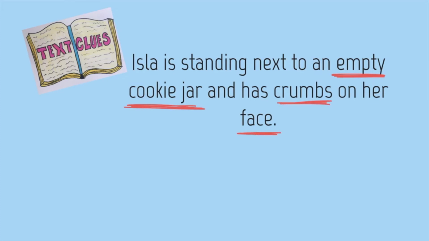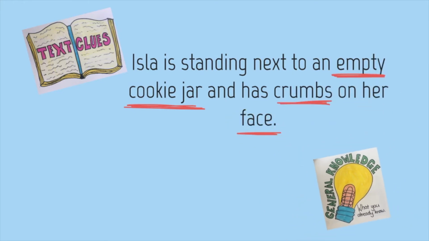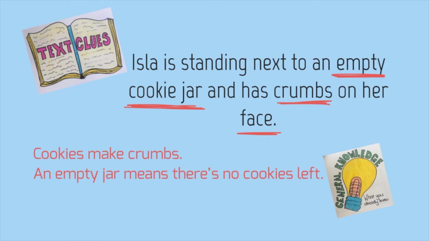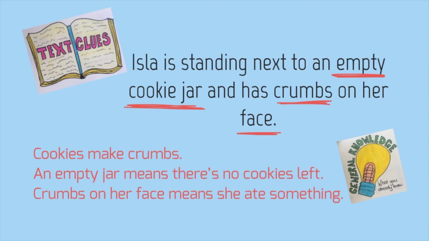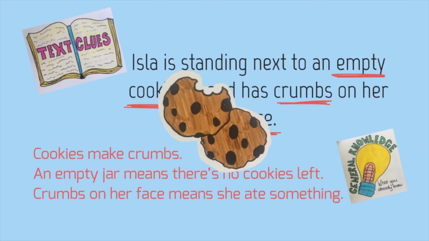You'll see why. So I'm going to use that information now along with my general knowledge. My general knowledge is the things I already know. So I know that cookies make crumbs. I also know that an empty jar means there's no cookies left. Disaster. Crumbs on her face means that she's eaten something, because you don't usually get crumbs on your face if you haven't eaten something. So what could this mean? Well, what the author hasn't said: Isla's been eating all the cookies.